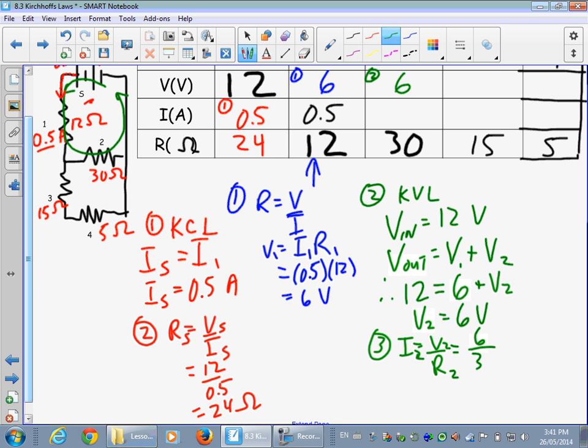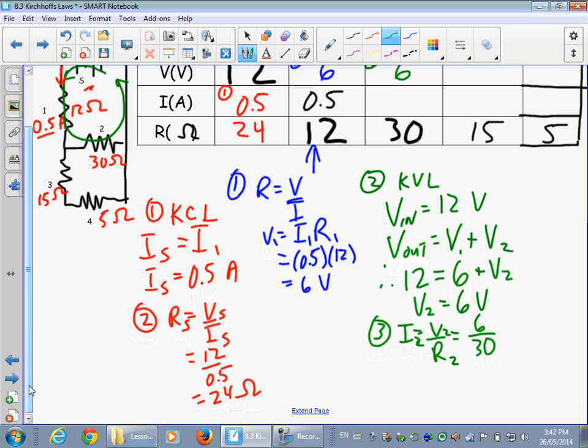R2 is 30 ohms. I'm sure there's some of you who are making a lame Star Wars joke out of that. No, maybe it's not that lame. 0.2 amps. So in step 3, we can figure out that the current going through resistor 2 is 0.2 amps.